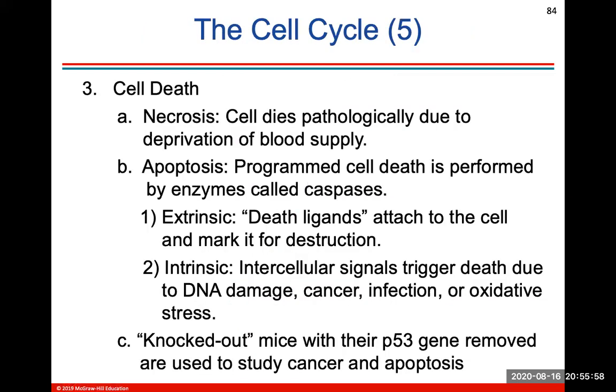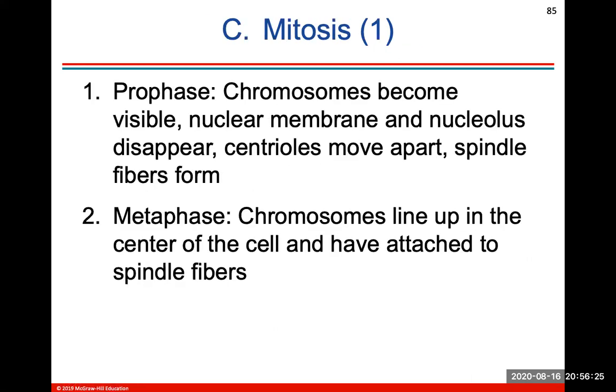Cell death is called necrosis, and this is when a cell dies due to deprivation of blood supply. Necrosis is different from apoptosis because apoptosis is programmed cell death, and that's performed by enzymes called caspases. It can be extrinsic or intrinsic, and knocked out mice with their p53 gene removed are used to study cancers and apoptosis. So prophase, metaphase, you can read through here what will happen in those phases during mitosis.